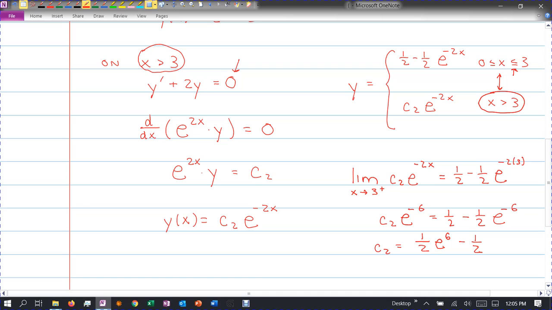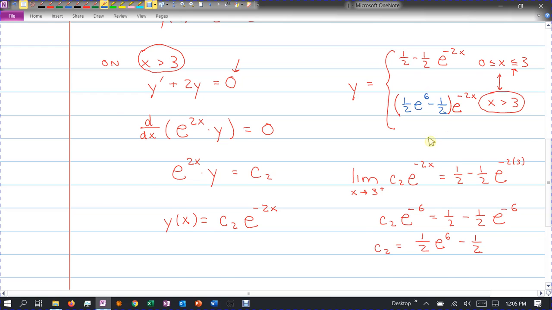So now what we do is we come back up here and we replace our c2 with that. So I'm going to do that. I'm just going to save some space here. So in front of that, our c sub 2 we know needs to be 1/2 e to the 6th minus 1/2.